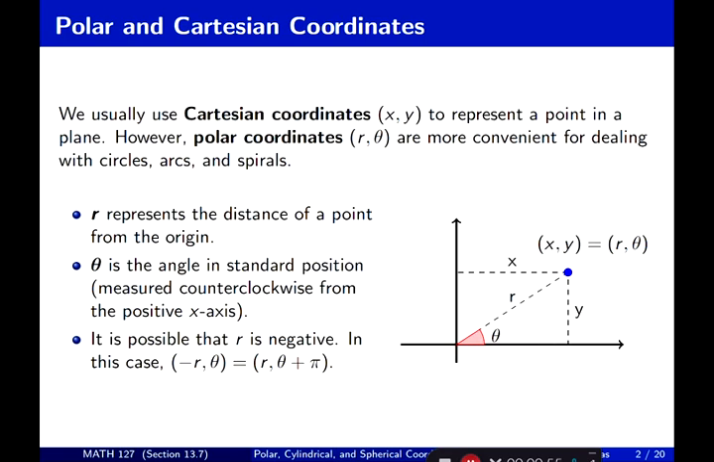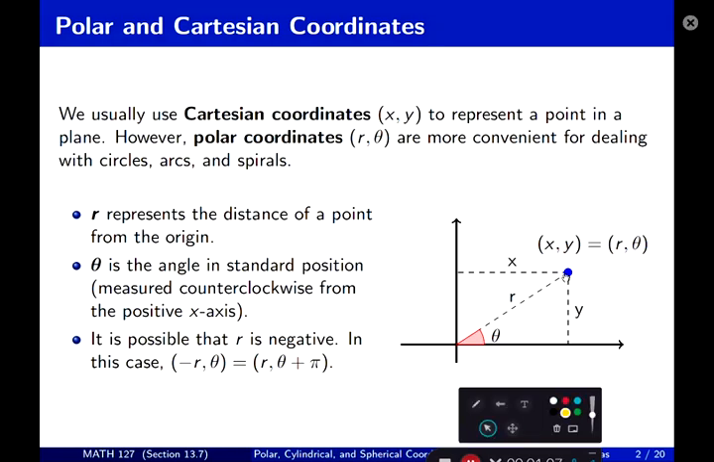So if you have x and y on the plane, you want to find the r and theta such that r is the distance of the point from the origin, and theta is the angle that a line segment connecting that point to the origin makes with the x-axis. And theta is measured counterclockwise.